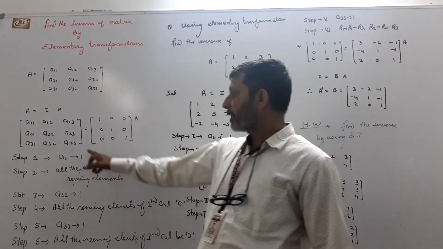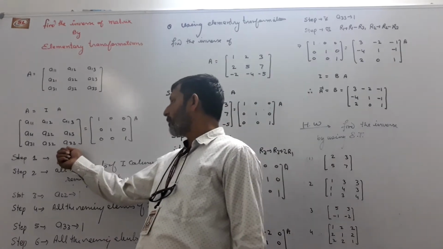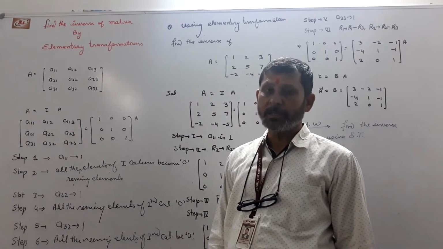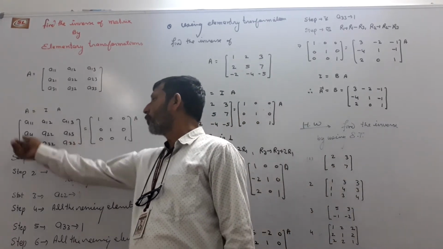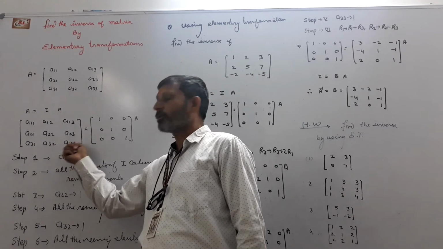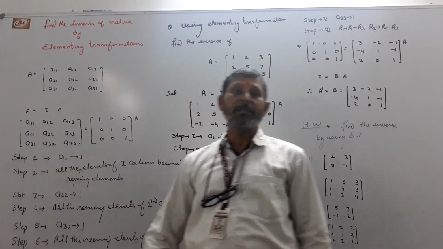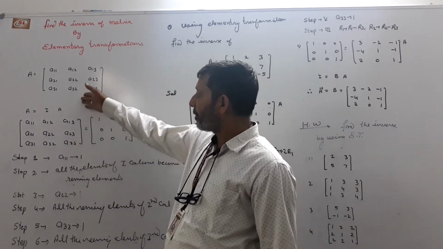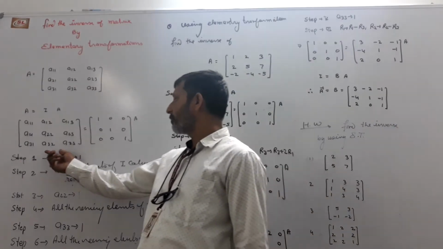Then after this, A33 as 1. First you check what the number is. If it is already 1, then okay. If it is not 1, then divide the whole third row by that constant, and then we get 1. Once we get this 1, we again make the remaining elements of the third column 0. Then we get the unit matrix.